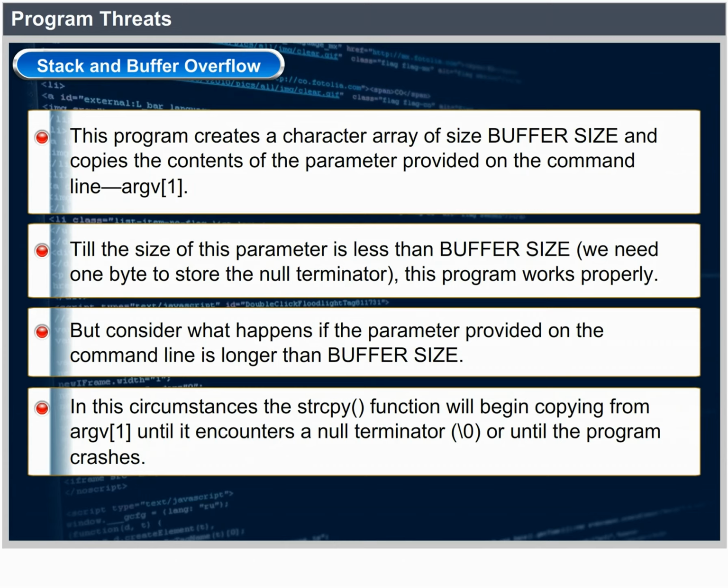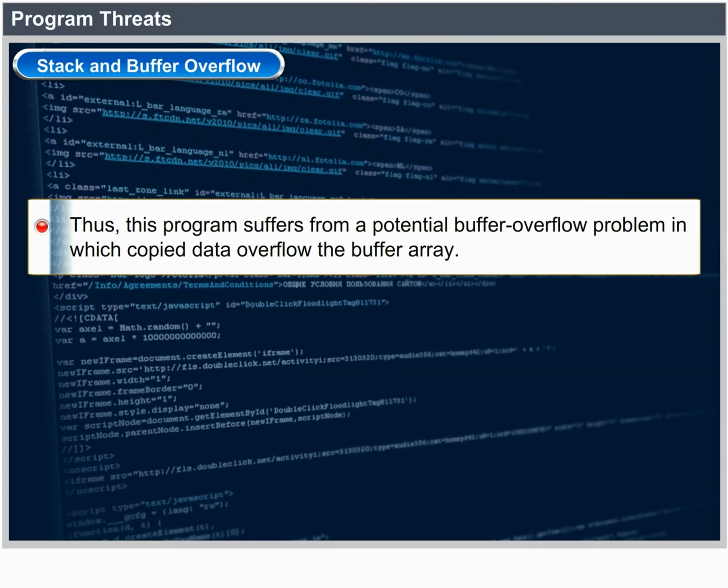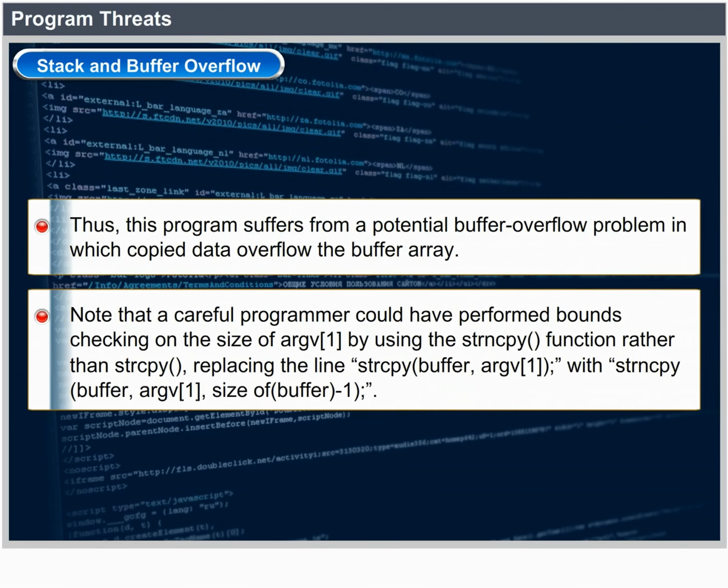Thus, this program suffers from a potential buffer overflow problem in which copied data overflow the buffer array. Note that a careful programmer could have performed bounds checking on the size of argument 1 by using the strncpy function rather than the strcpy function, replacing the line strcpy(buffer, argv[1]) with strncpy(buffer, argv[1], sizeof(buffer) - 1).